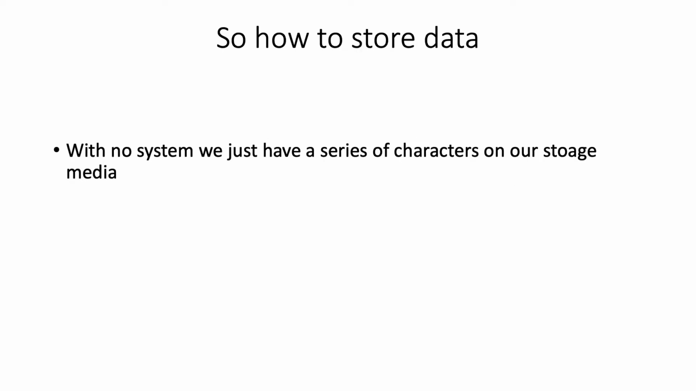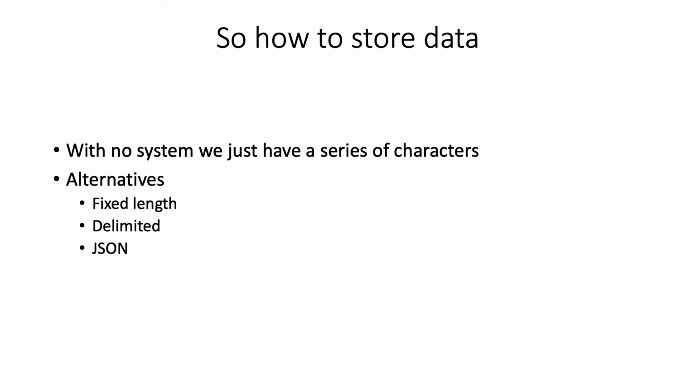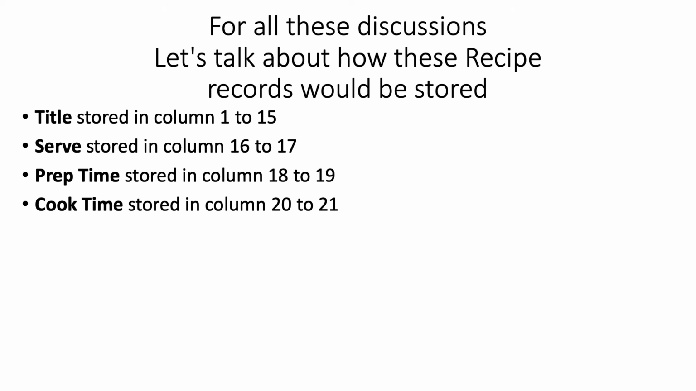So how could we store data? Well, with no system, if we go back and look at that punch tape, we just have a bunch of dots or maybe characters, but we don't know what any of them mean. Okay, there are alternatives. We can have fixed length records. We can have delimited records. We can use JSON. Or, I hope at the end of this, you're going to think that you ought to be using a database system in most cases. All right.